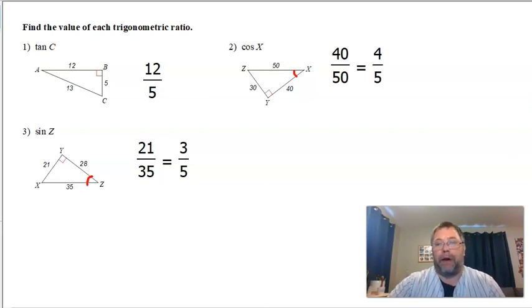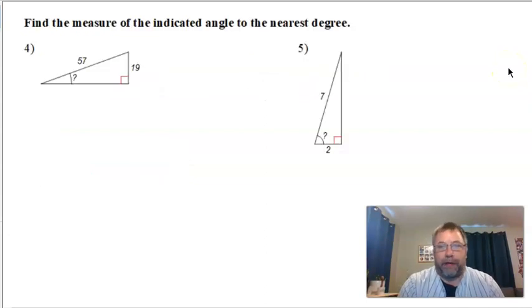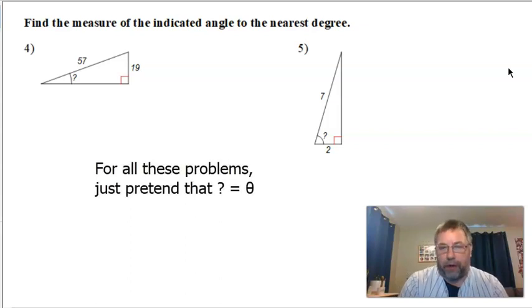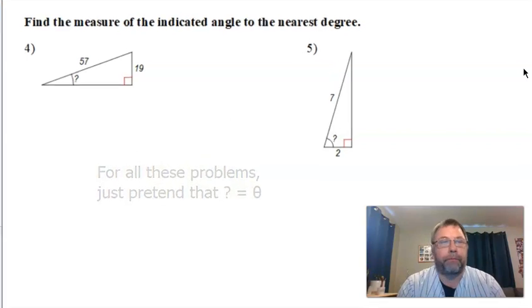Let's move on to some problems now where you have to actually figure out the measure of an angle. So I have 2 problems here. Both of them are asking the same question. What is the measure of the missing angle? Now, this worksheet generator that I use doesn't use theta, it uses a question mark. So just imagine that the question mark is your theta, okay?